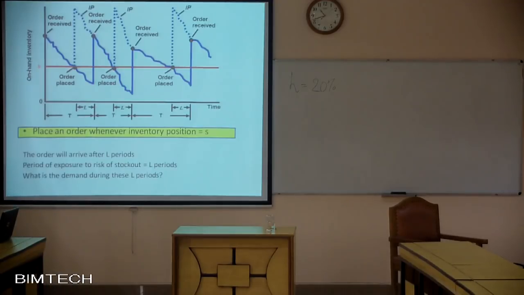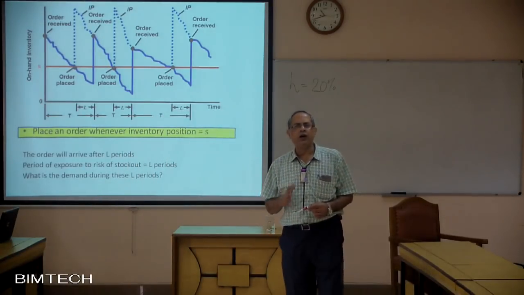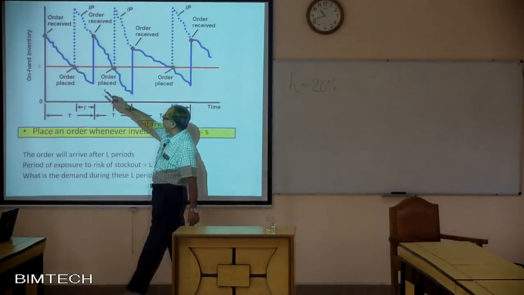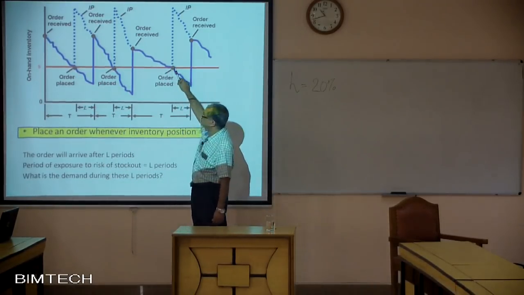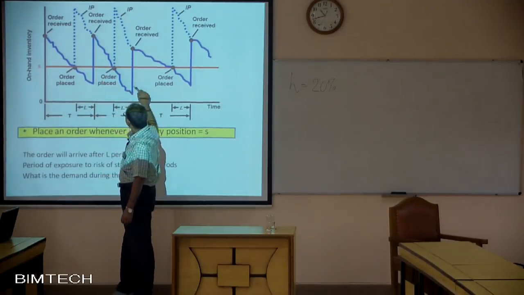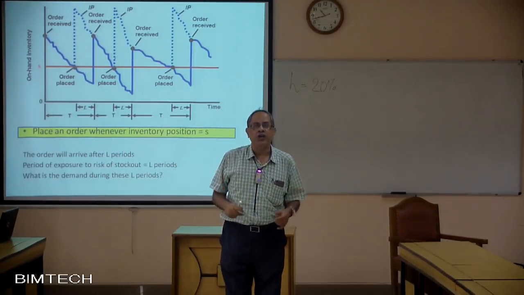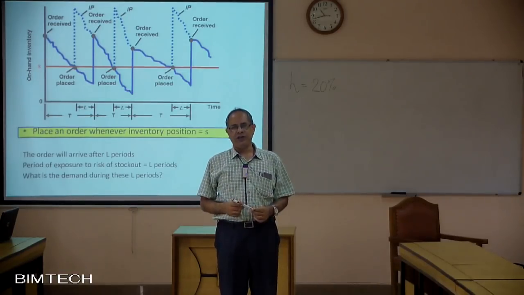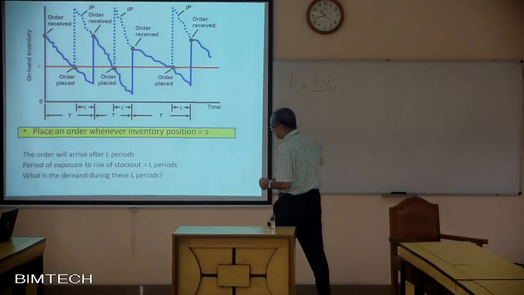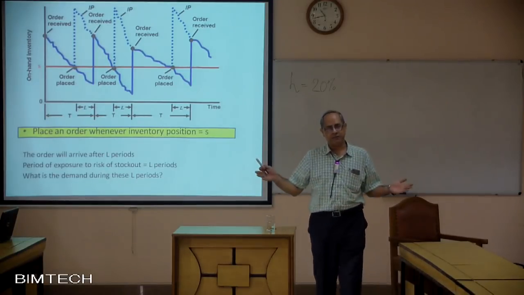Okay, now let us ask ourselves: I place an order when the inventory level has reached small s. So you place an order here, again here, again here, every cycle. And then the order will arrive after L periods. And therefore, we are asking, for what duration do we face the risk of a stock out? I call it the exposure. So the period of exposure to the risk of a stock out, we say, is the lead time.